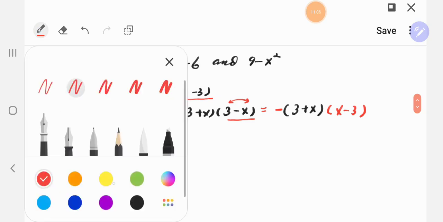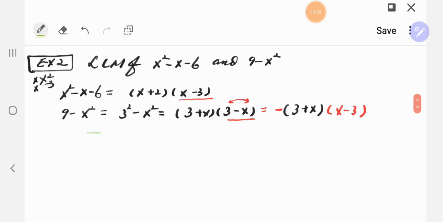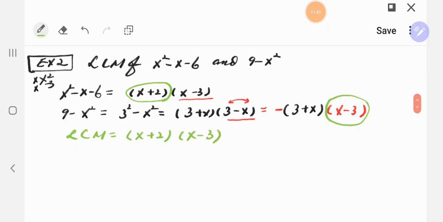Okay, so from this, let's find the LCM. Find the factor that has the largest exponent. So we have x plus 2, that's the only one. And then x minus 3. So we have 1 x minus 3 here and 1 x minus 3 here, so let's use that as one factor. And that's it for this part.